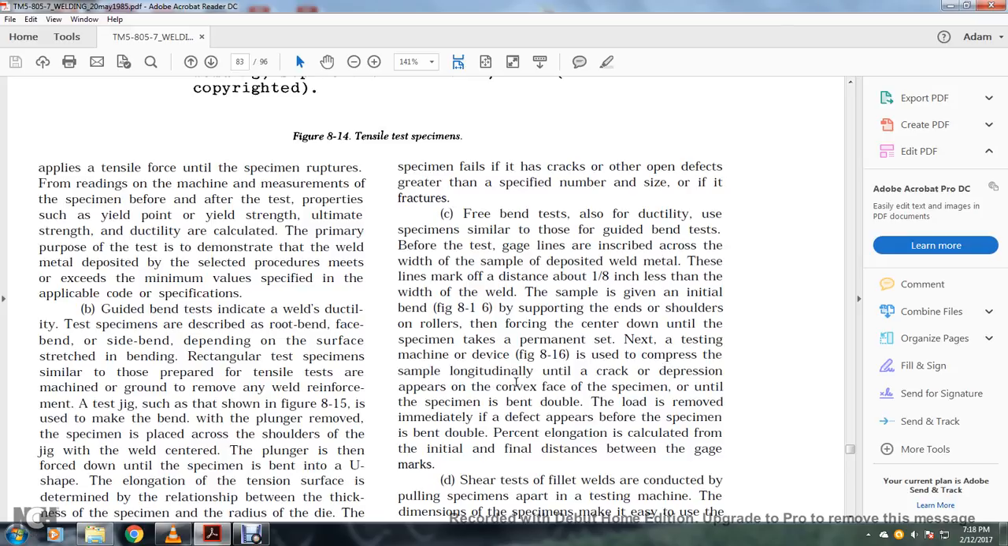depression appears on the convex face of the specimen. Until the specimen is bent double, the load is removed immediately when a defect appears, between the specimen and bent double. The percent elongation is calculated from the initial and final distance between the gauge marks.